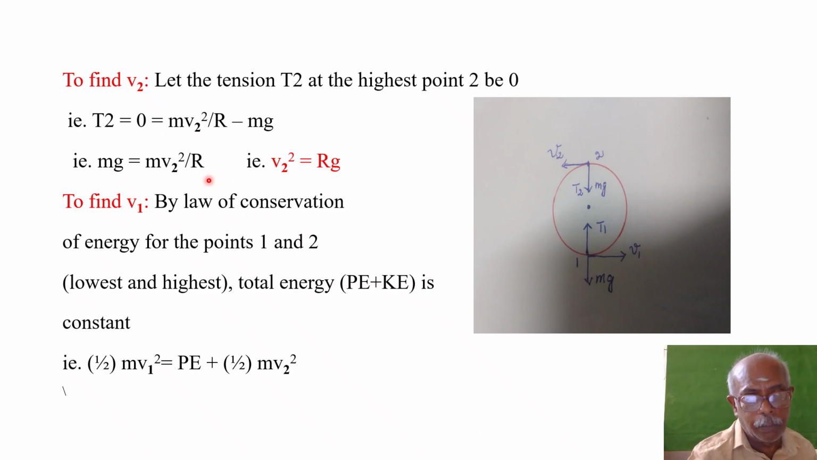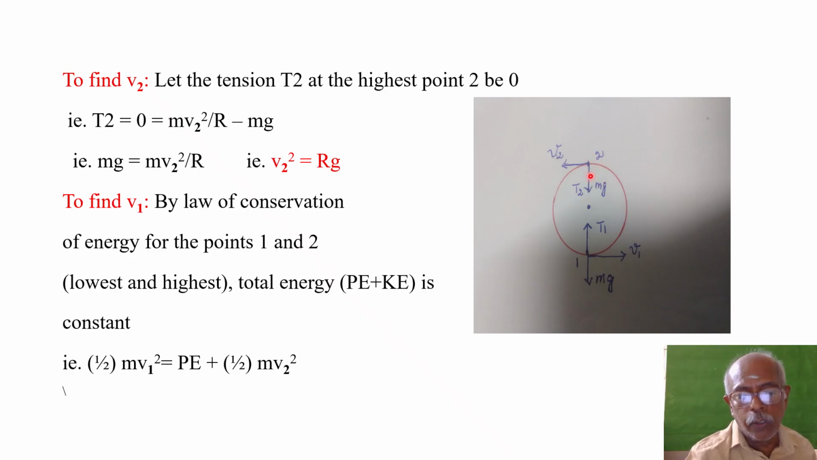So v2 squared is equal to, bringing r to the other side, capital R into small g. What is capital R? Radius of the vertical circular loop. What is g? Acceleration due to gravity. What is v2? The minimum velocity at which the particle is traveling at this highest point 2.